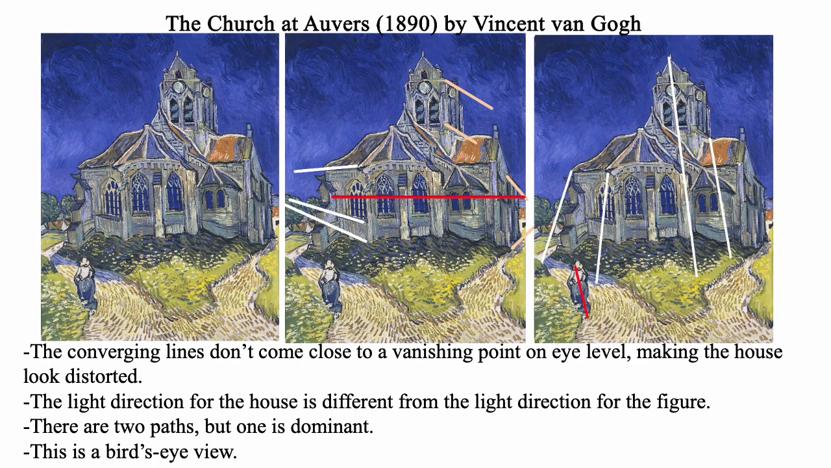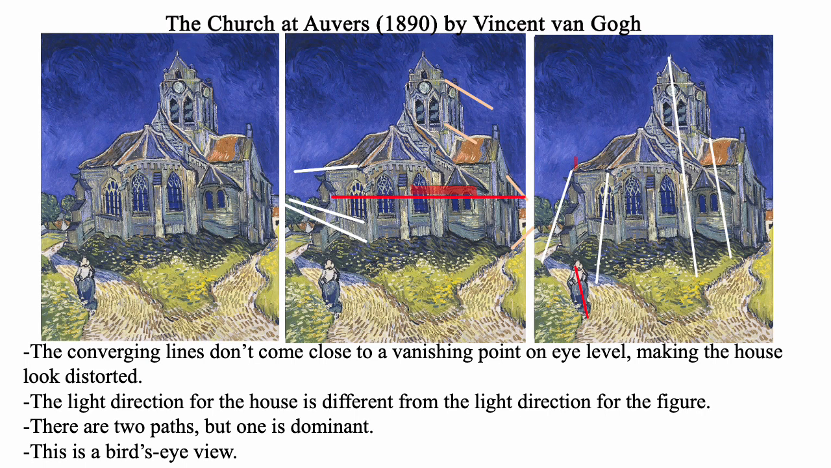This is a bird's eye view with eye level passing through the windows. So it implies that Van Gogh is in a similar house looking through the windows. The converging lines for the house don't come close to a vanishing point on eye level, so he must have done that on purpose to make the house look rickety and distorted.